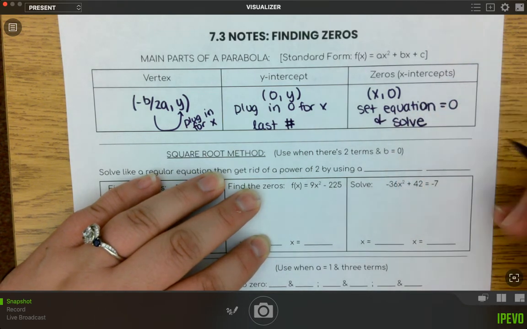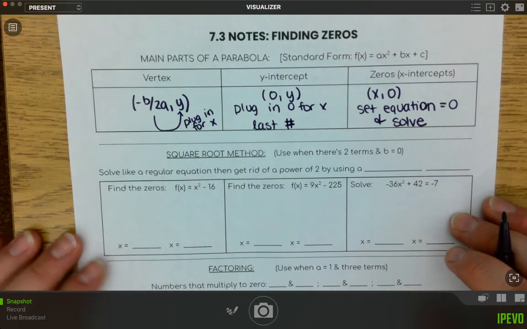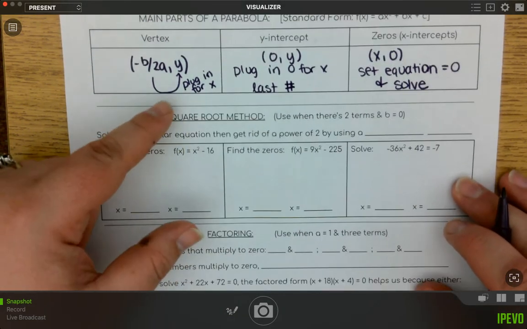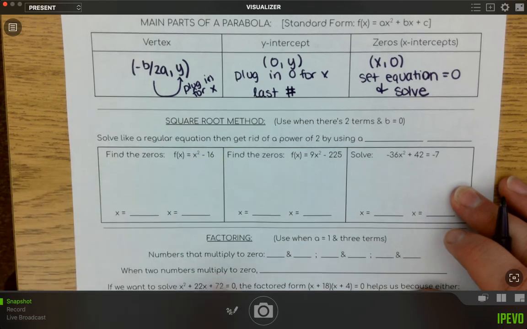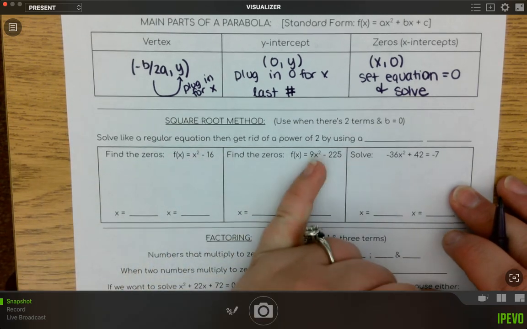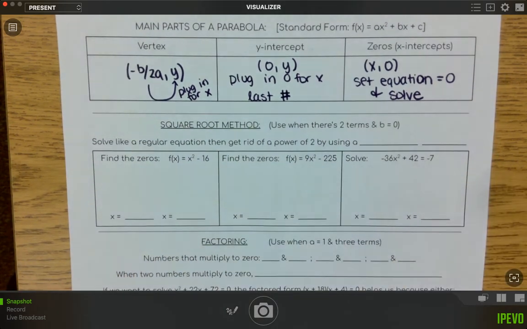Now, there are two different ways to solve that we're going to talk about today: square root method and factoring. Because when you have something with an x squared, you've got to get a little bit fancier with how you get rid of that squared. Square root is one way, factoring is the other way. So I'm just going to jump right in.